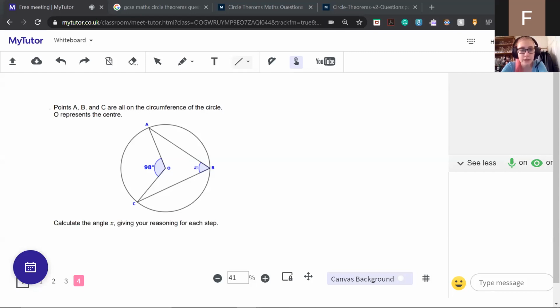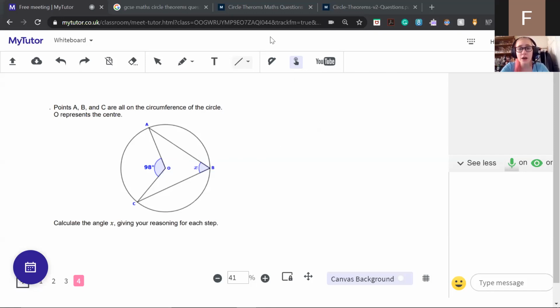Okay, cool. Five or six people have already got that, so that's fantastic. For this one, a couple of people have said that they have no idea as well, which is totally fine. These are really hard to start with because you're not used to spotting what the theorem is that you're supposed to be using.